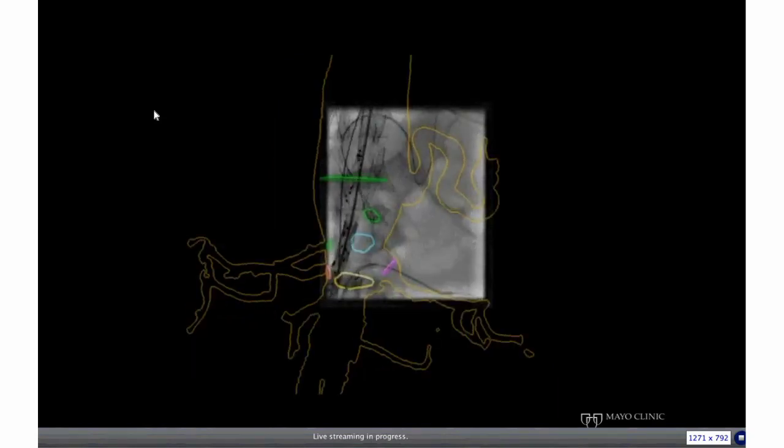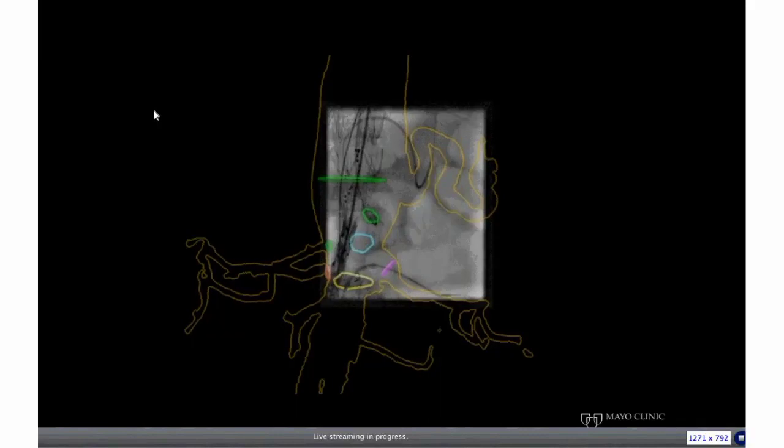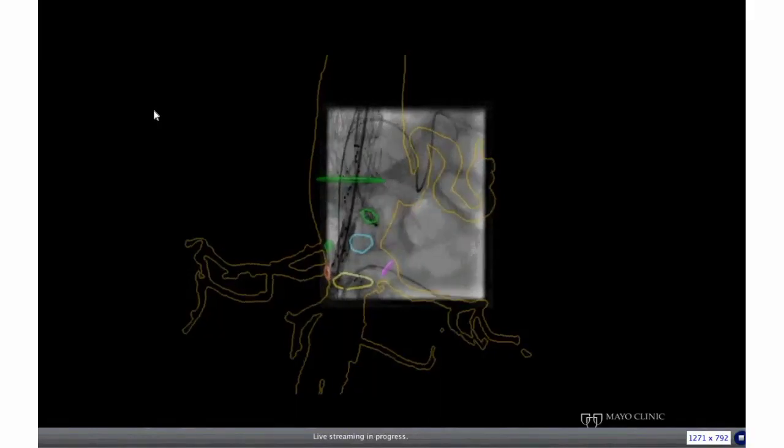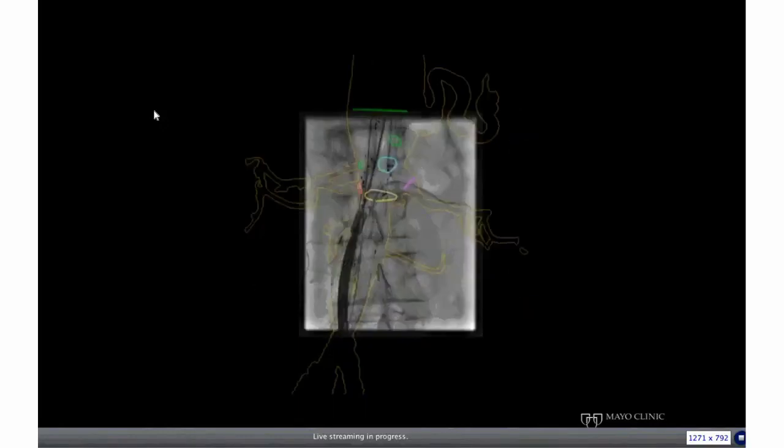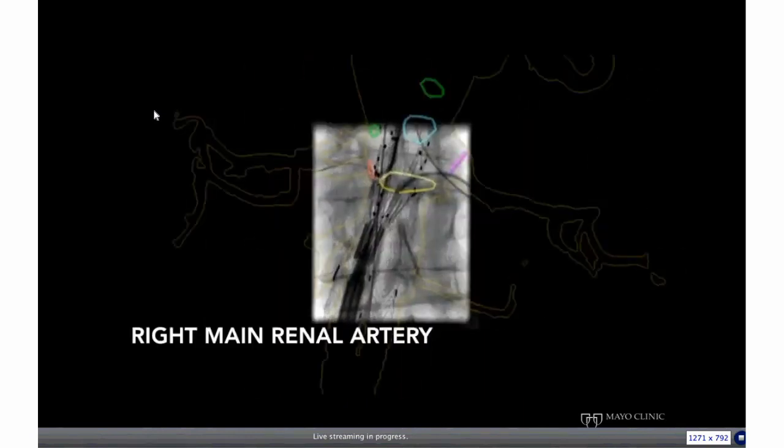Next, the attention is directed to the superior mesenteric artery. Using digital zoom, you can see in collimation, limiting the radiation, the SMA is catheterized, followed now by catheterization of the left main renal artery. After a wire and catheter advance to the left main renal artery, this is exchanged for a Rosen wire. And finally, the right lower main renal artery is selectively catheterized.